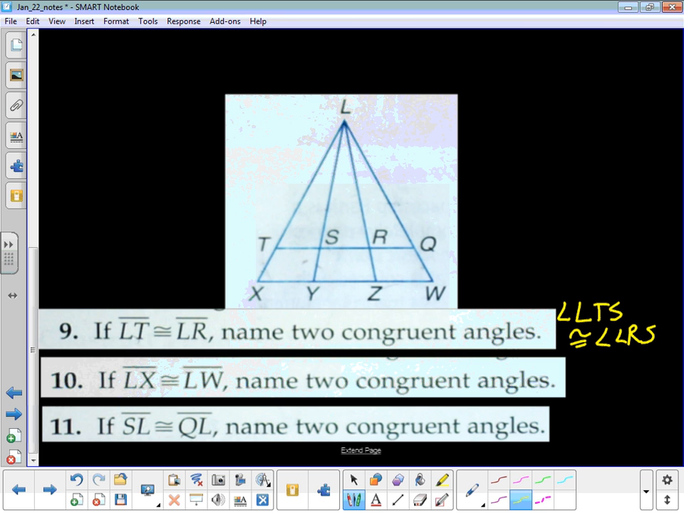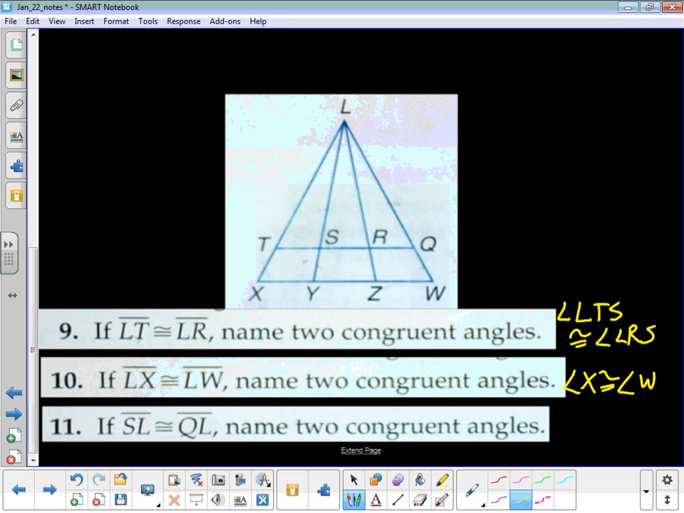Number 10 says LX, so that's this whole long side here, is congruent to LW. That's this whole long side here. Which two angles are congruent? Well, that would be this angle here at X and the angle at W, because those are the angles opposite. We can ignore everything that's in the middle. In this case, we can say angle X is congruent to angle W because there's only one angle at each of those spots.